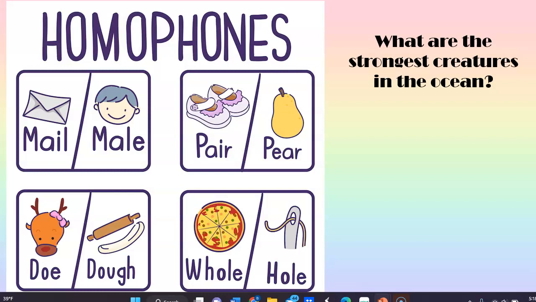Here's one more set of examples for homophones. We have male and mail, pair, like a pair of shoes, and pear, the fruit you would eat, dough and doe, and whole, like a whole pizza, and hole, like a hole in something. So you'll notice that all of these homophones are pronounced the same but have a different meaning and spelling.